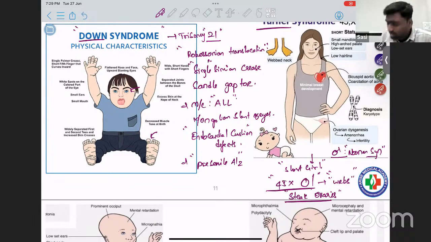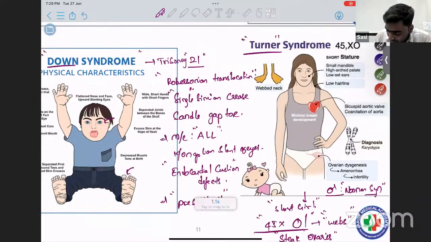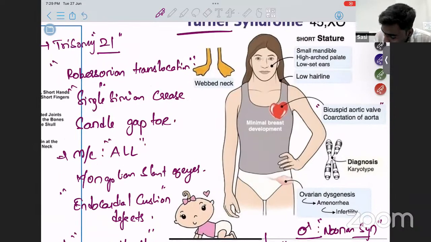And both of them are having cardiac defects. Remember, in the case of Turner syndrome, you will be able to see these two things. One is known as the bicuspid aortic valve. Next one is known as the coarctation of aorta. Both of these things will be seen in a case of Turner syndrome.